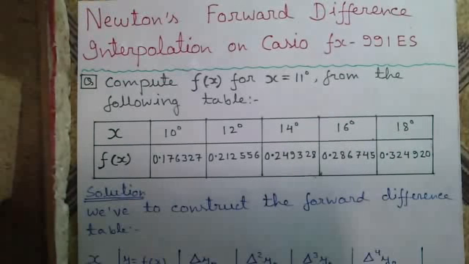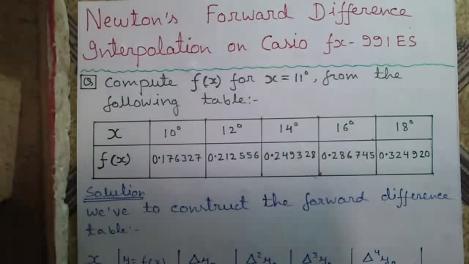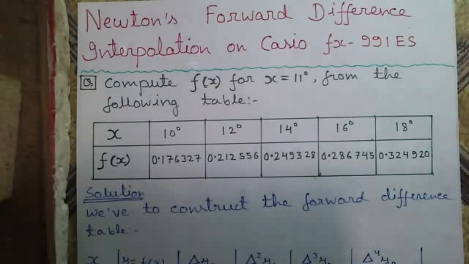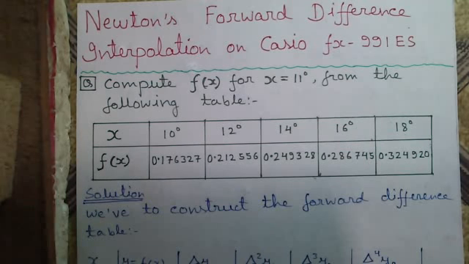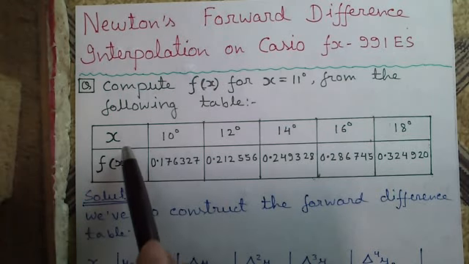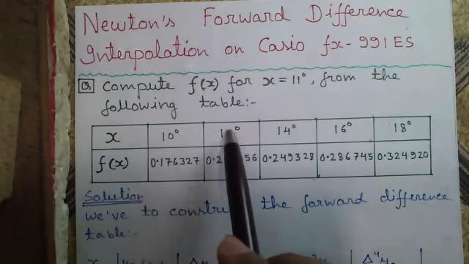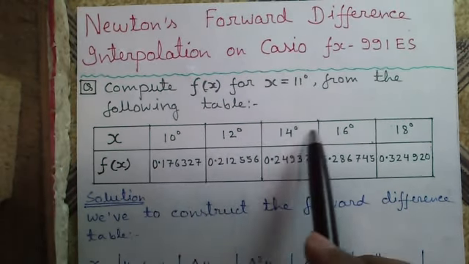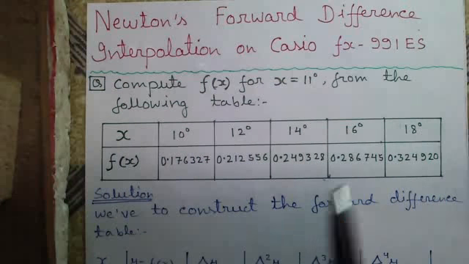Some questions that might arise in your mind. First question, what is Newton forward formula? It's a formula used to find f of x, or function of x, for given values of x. Second question, when to use Newton forward formula? It's used when there is even gapping between each term of x. So here there is even gapping of 2 in the x terms: 10, 12, 14, 16, 18.